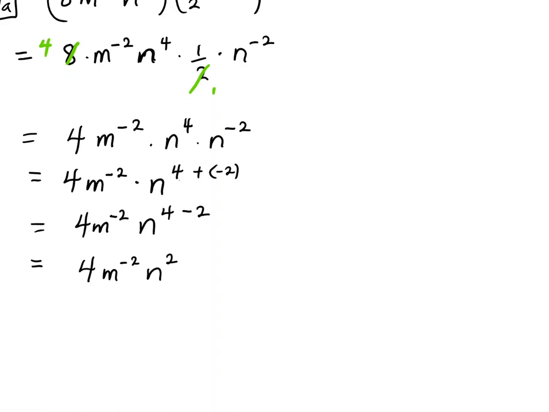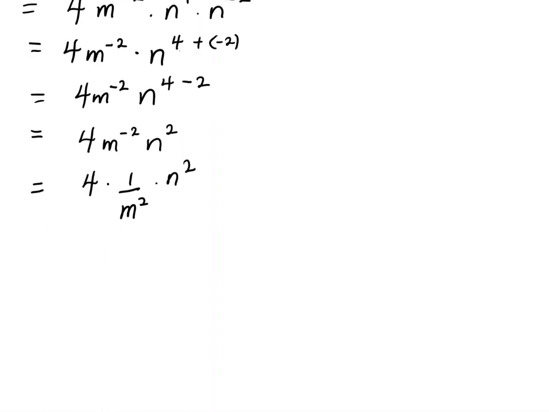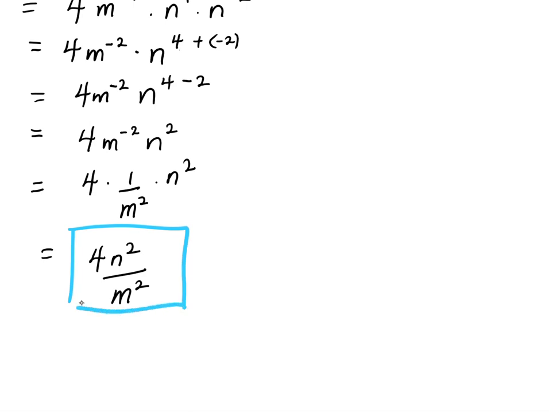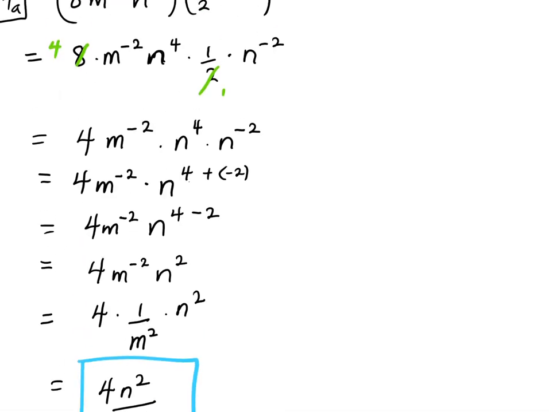Let us try to ensure that we only have positive exponent. So do not forget, by now you should be able to write this. So this is 4 times 1/m squared times n squared. And that is 4n squared by m squared. And that is our answer.